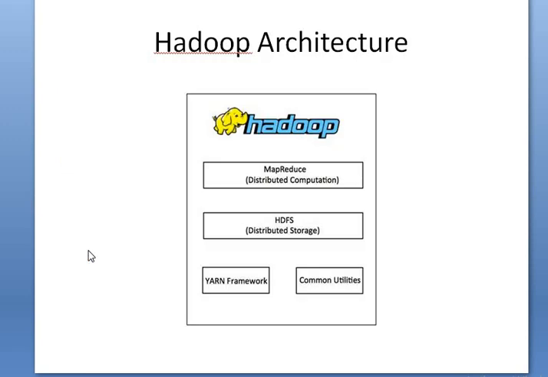This is the architecture. We are having 4 layers. The first one is the MapReduce algorithm or distributed computation, then the Hadoop Distributed File System, HDFS, for distributed storage, and we are having another, the YARN framework, and common utilities. See this diagram.